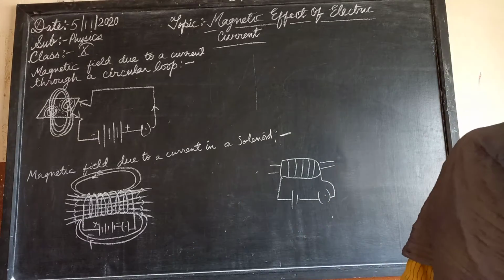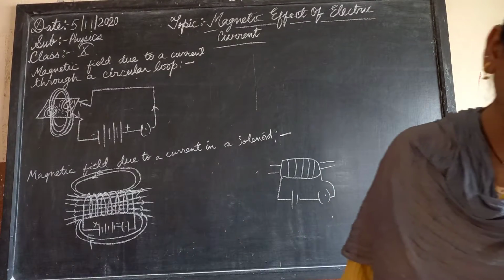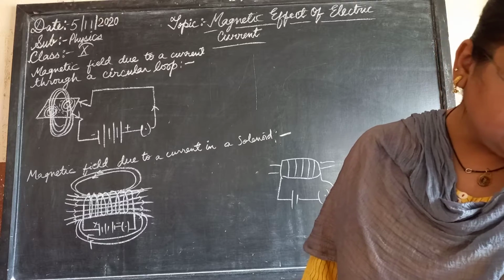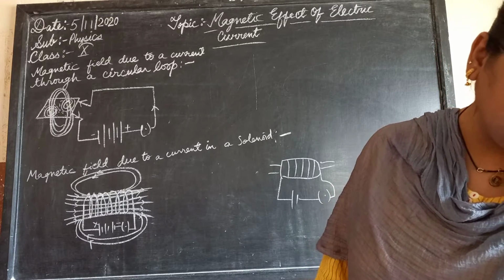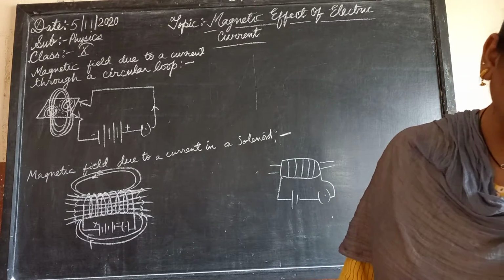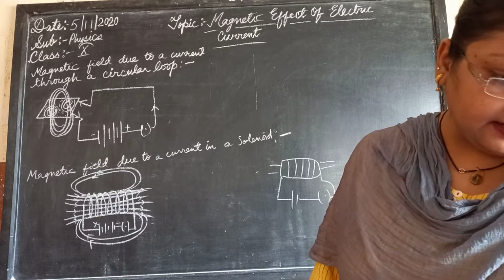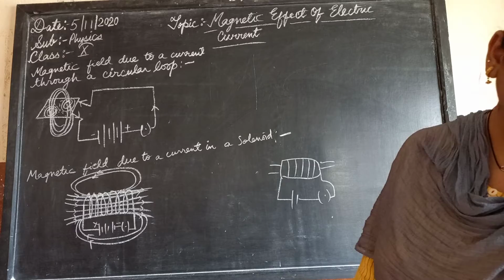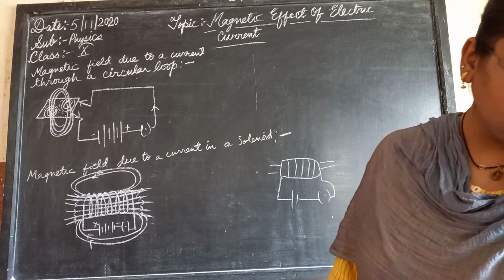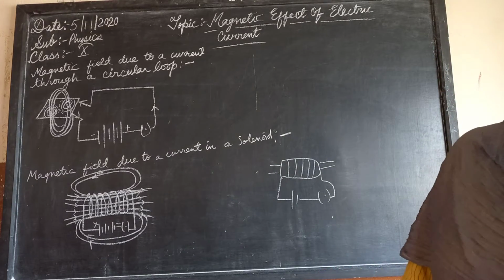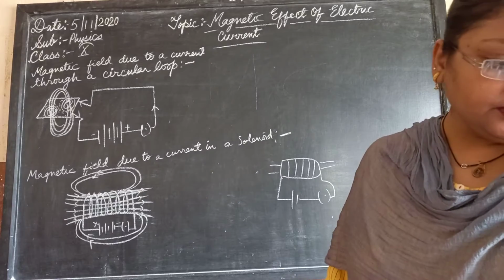Now, the force on a current carrying conductor in a magnetic field is the next topic, and I will teach you about Fleming's left hand rule, electric motor and electromagnetic induction. Then we will have three more classes for this particular chapter to be over.